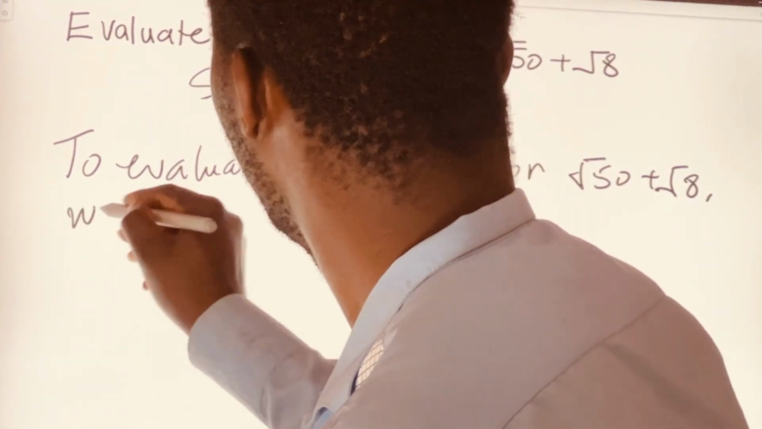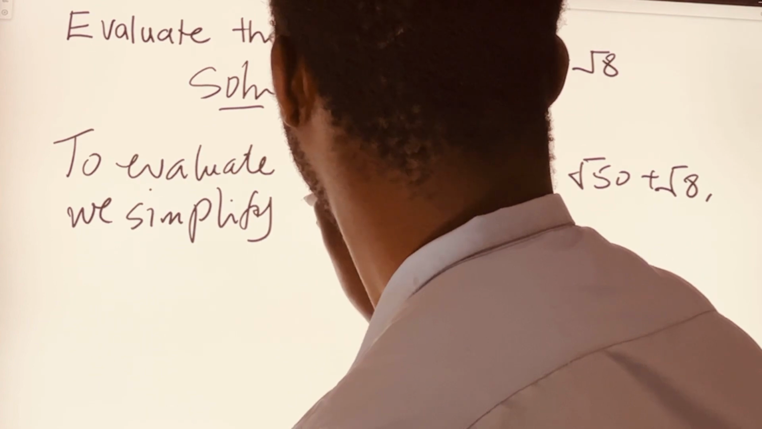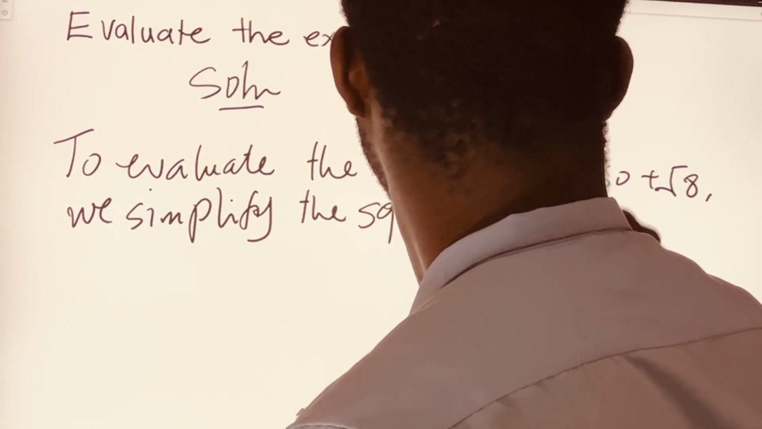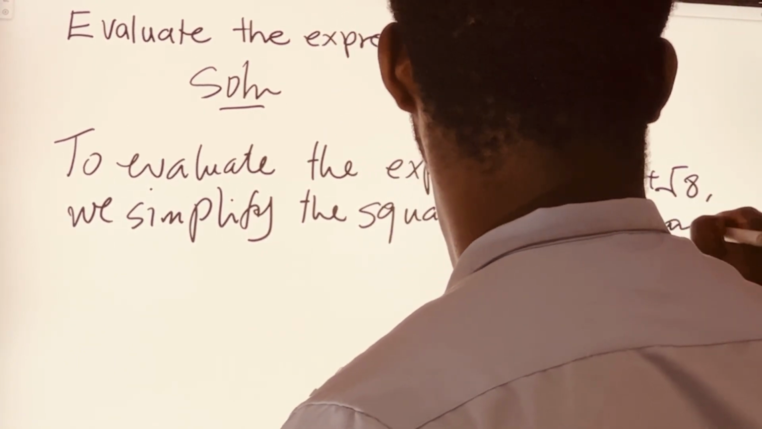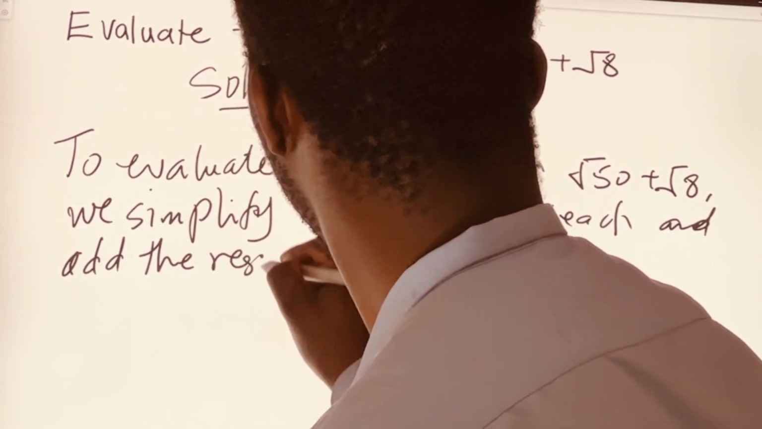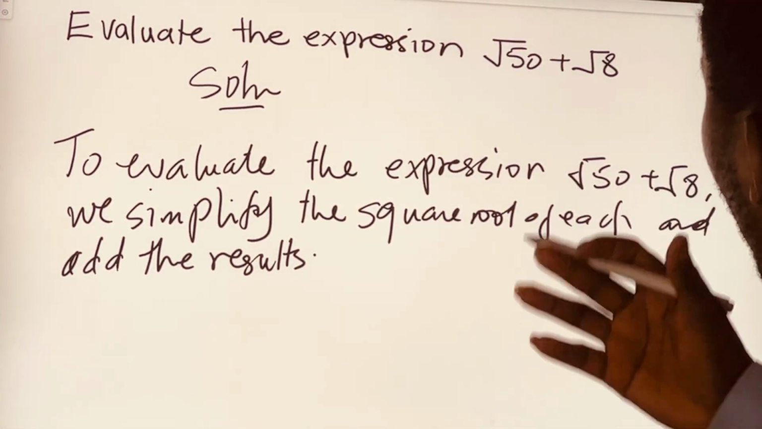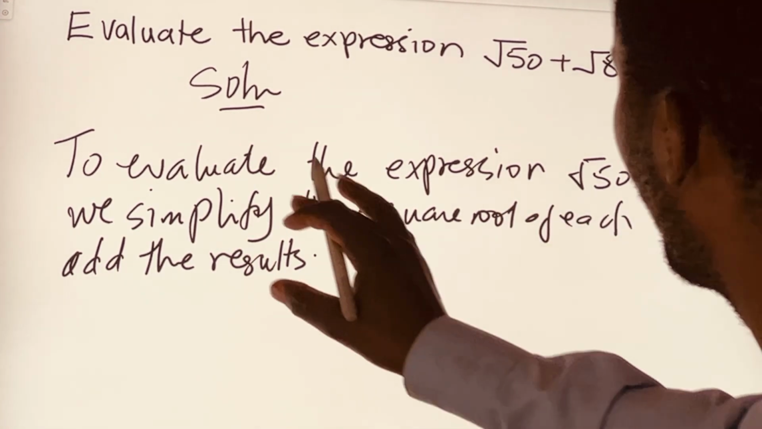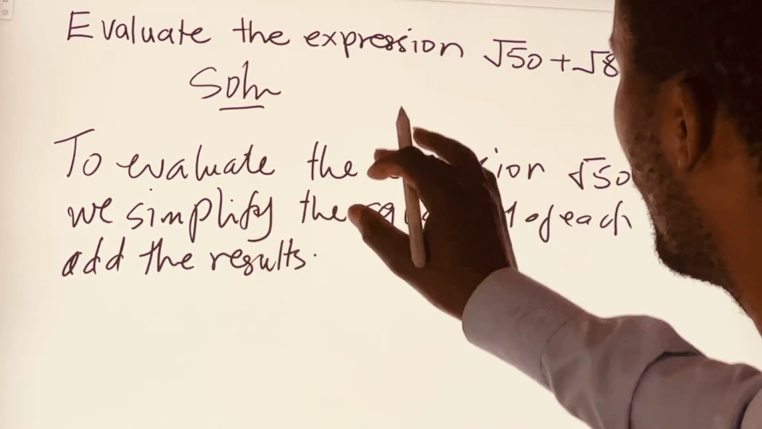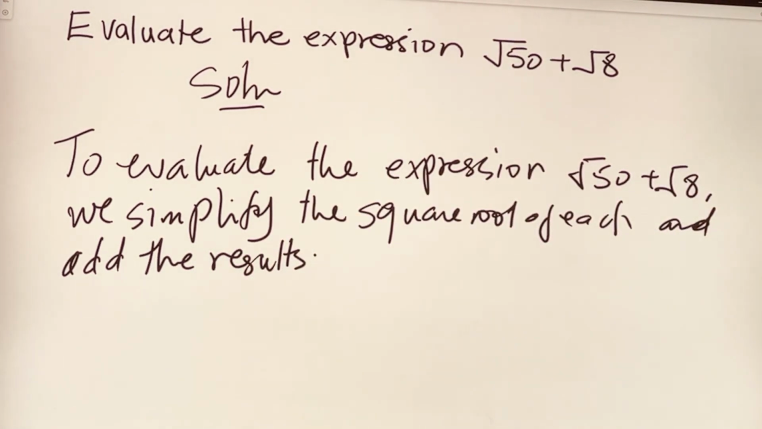So we simplify the square root of each and add the results. So when you have an expression like this, for you to approach it or for you to evaluate it, the first thing you do, you have to simplify the square root of each of these expressions. Then after, you go ahead and add the results.